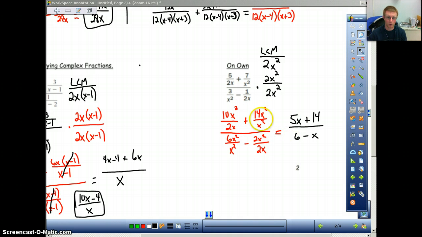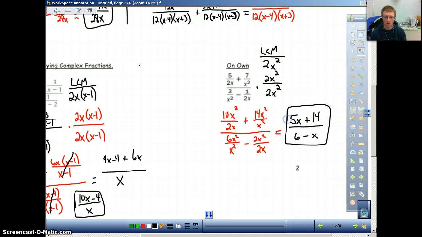14x squared divided by x squared. The x squareds cancel out. We're just left with 14. On the bottom, x squareds cancel out. We're just left with 6. Over here, 2 divided by 2 is just 1, and x squared divided by x is x. And literally, that's our answer. We can't get any simpler than that. So we can't do anything else to make that more simplified.